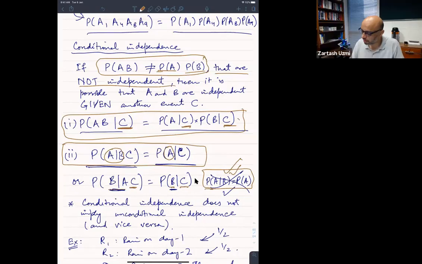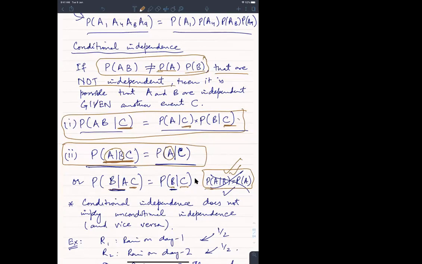No, given C, when we put it this way, this is probability of A, this is probability of A given B and C both. B also occurs and C also occurs.